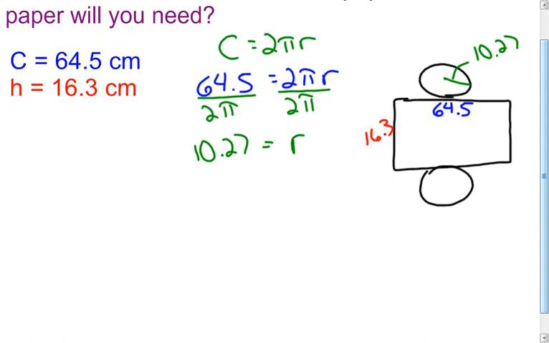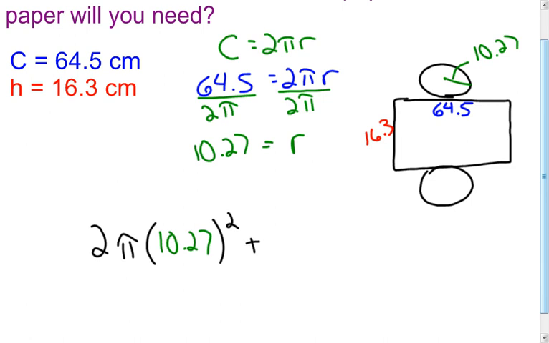Now I can go through to find my surface area. Find the area of my 2 circles. So I'm going to do pi times the radius, which I found to be 10.27. Then I need to square it. I have 2 circles, so there's the area of 1. If I just multiply it by 2, now I have them both.